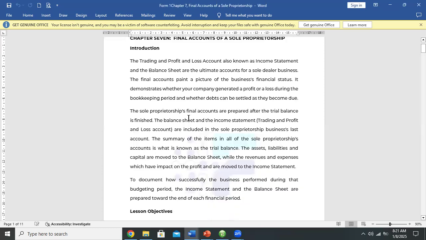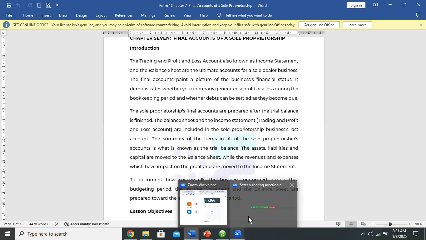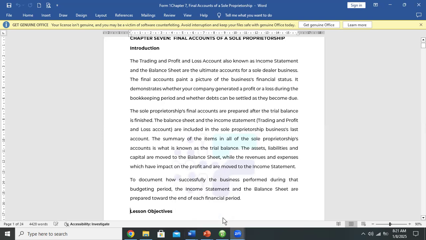And if you are looking at the performance of a business, your first point will be whether the business is making a profit or a loss. It's one of the key things, right? Whether the business is making a profit or a loss.